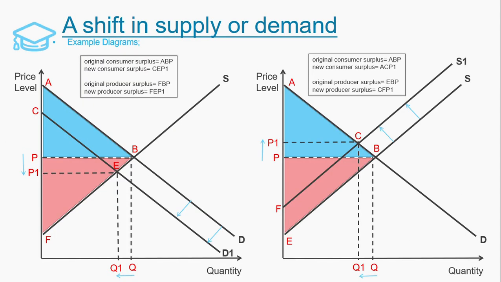Shifts in supply and demand. When either the supply curve or the demand curve shift, there is a change in price of the good. The change in price will bring the good closer to or further from the amount the consumer was willing to pay and the producer was willing to sell at. Therefore, the consumer surplus will change, as will the producer surplus.